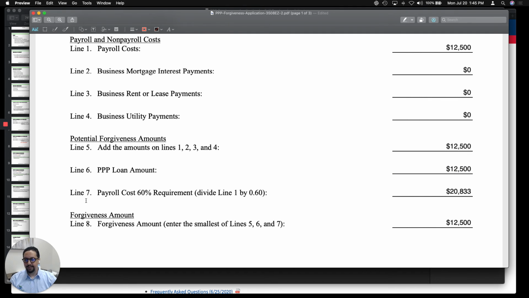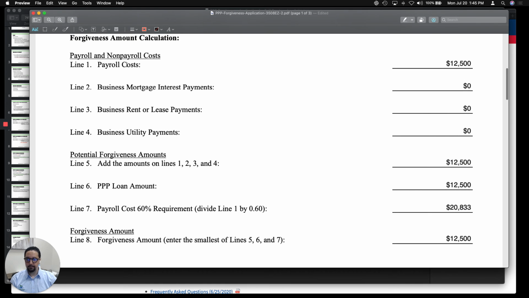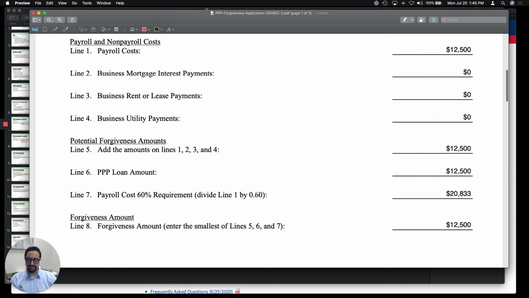Now, line 7 says to take the payroll cost and divide by 0.6. Now, this only applies for people who have payroll. This does not apply to self-employed, but we're just going to put it for the sake of this example. So you take payroll cost, which is line 1, 12,500, and we divide by 0.6, and this is the number we get.